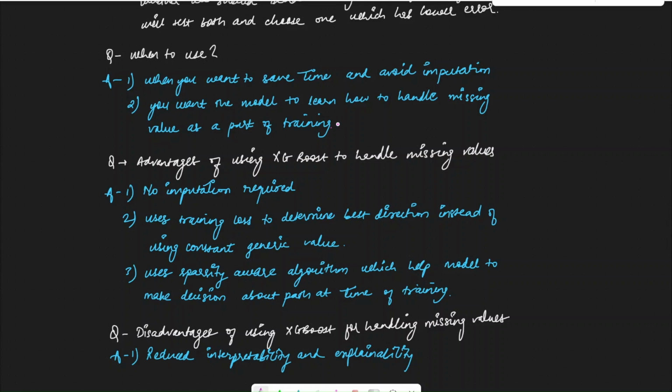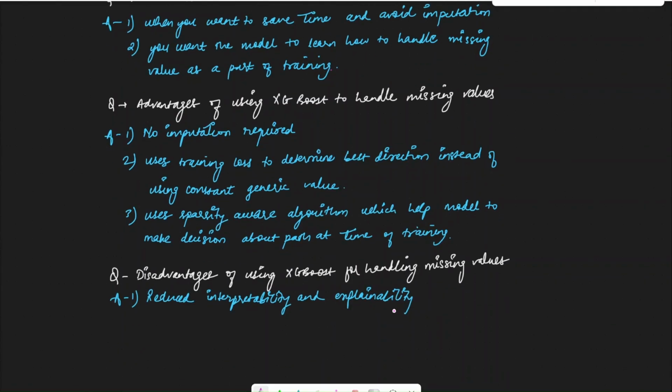There are a few advantages of using XGBoost to handle missing values. First is no imputation is required. Second, it uses training loss to determine the best direction instead of using a constant generic value. Third, it uses a sparsity-aware algorithm, which helps the model make decisions about the path at the time of training. A disadvantage of using XGBoost for handling missing values is that this algorithm is not very interpretable and explainable, so interpretability and explainability are reduced.